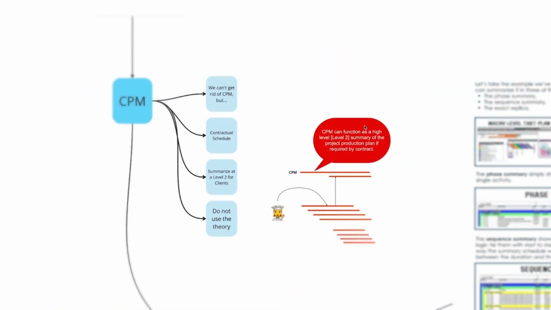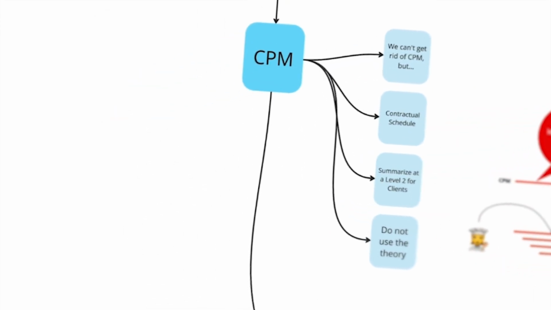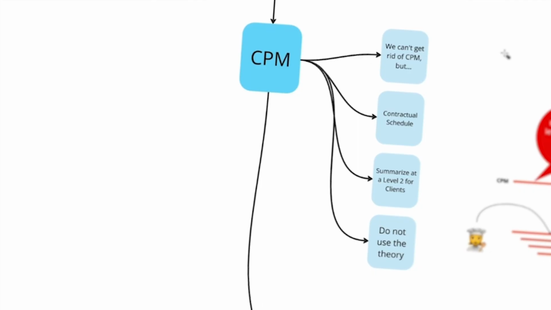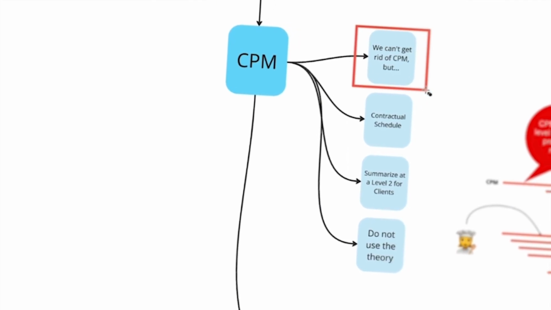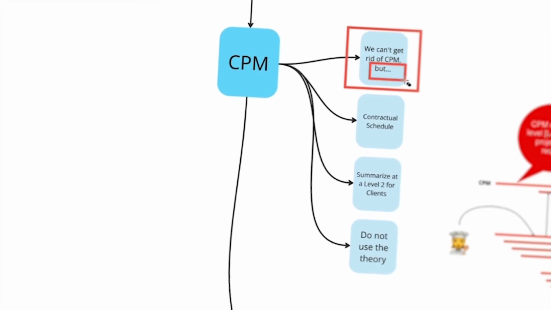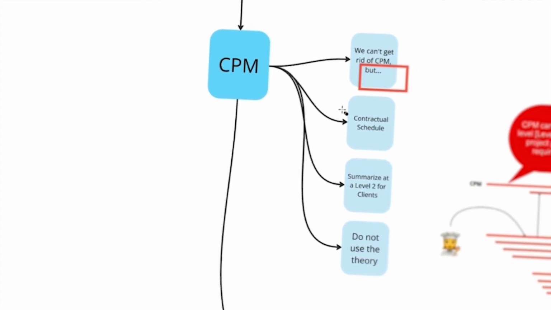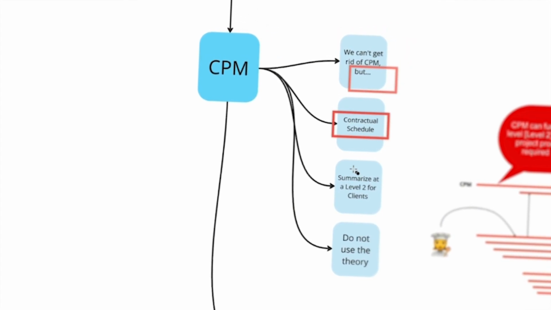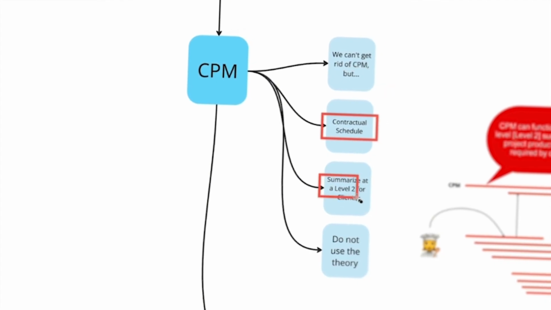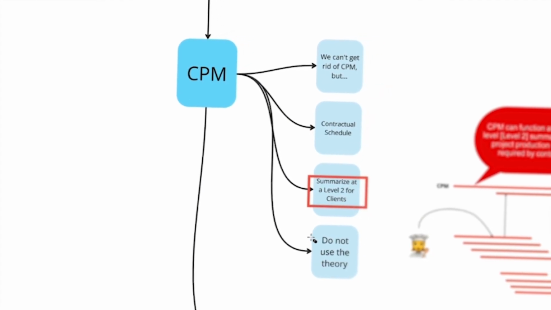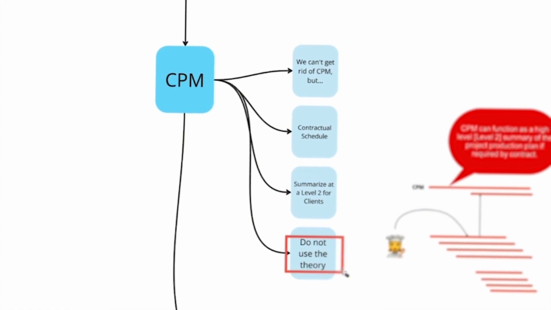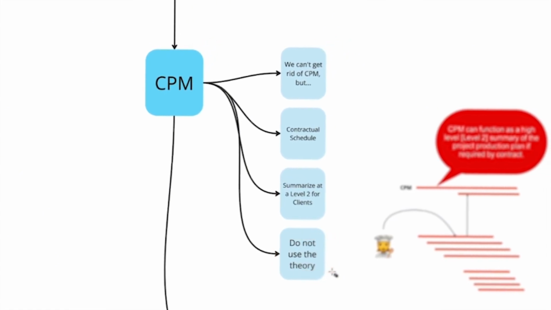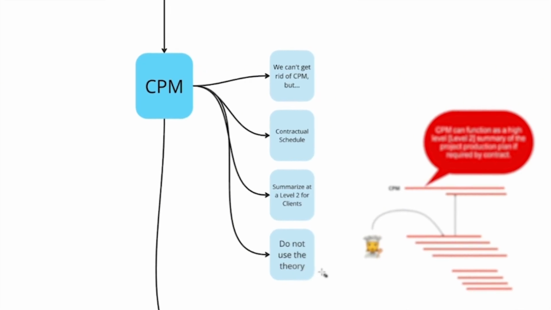Okay, so how does CPM tie into this overall system? I'm glad you've asked. And I'm not trying to be overly dramatic. I don't get any benefit by doing so. Let me just be honest. If we can't get rid of CPM, but we still want to do the right thing, then what you might have to do is use CPM as a contractual schedule, summarize it at a level 2 for your clients, but at least don't use the theory. The theory of CPM is increase work in progress, don't have buffers, rush, push, and panic people. Like, it's really bad theory.